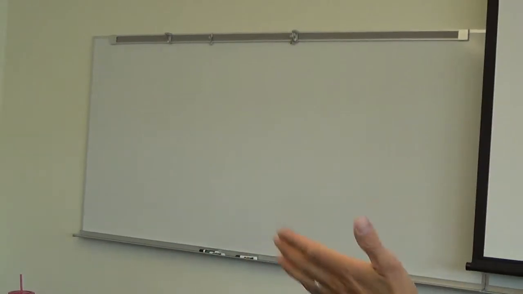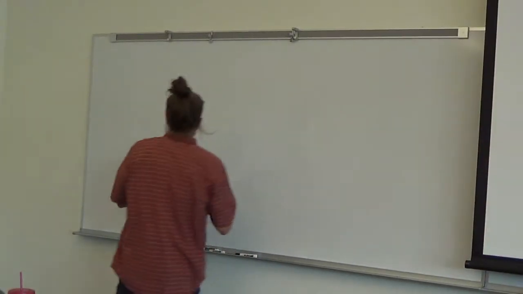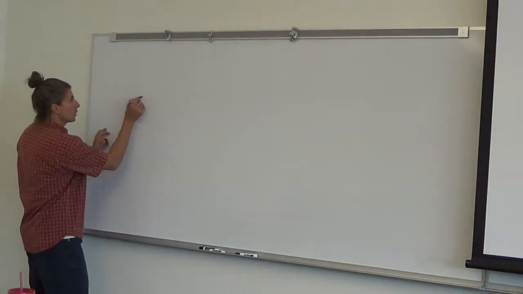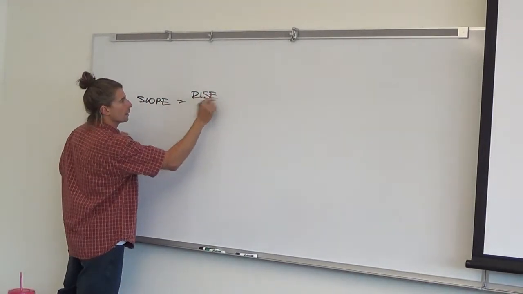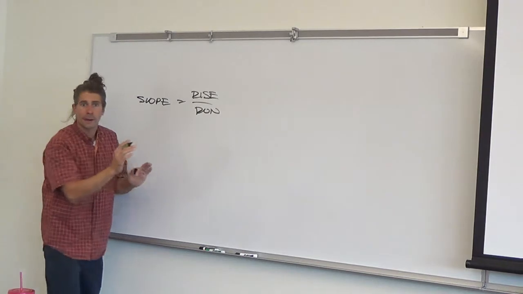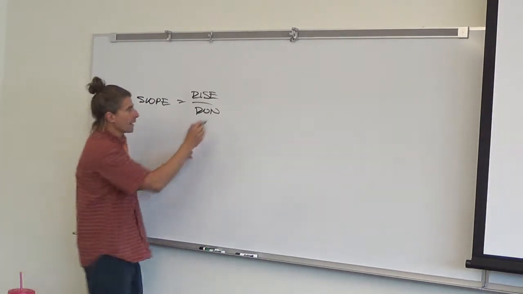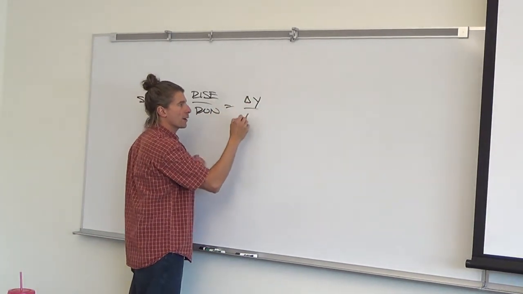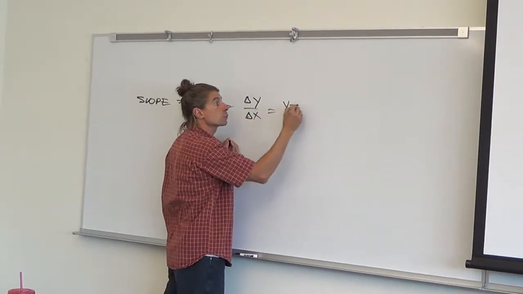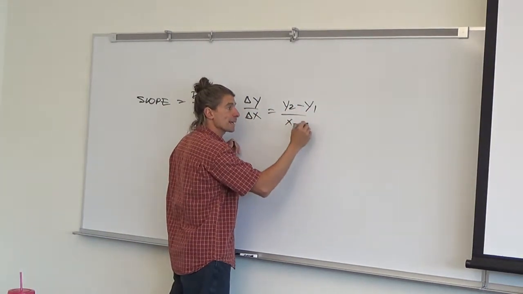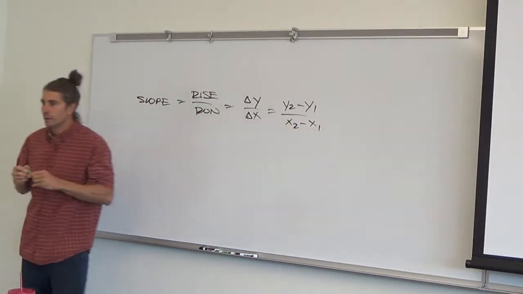Why is the change in y over change in x? Why is slope defined to be that? You guys knew this already, right? You know that slope, we've been calling it rise over run, right? Which is the same as grade. But from Algebra 1, at some point you learned that it was the change in y over the change in x. Or maybe if you don't like Greek letters, y2 minus y1 over x2 minus x1. You probably learned that at some point, yeah?